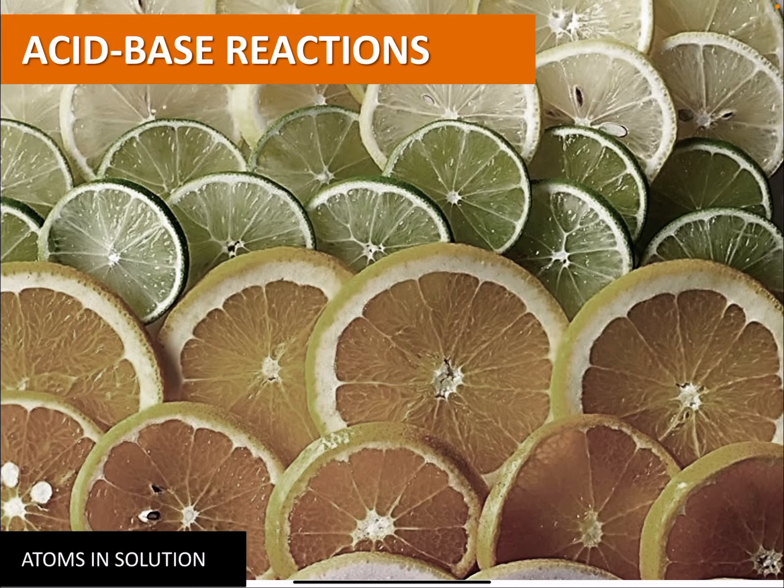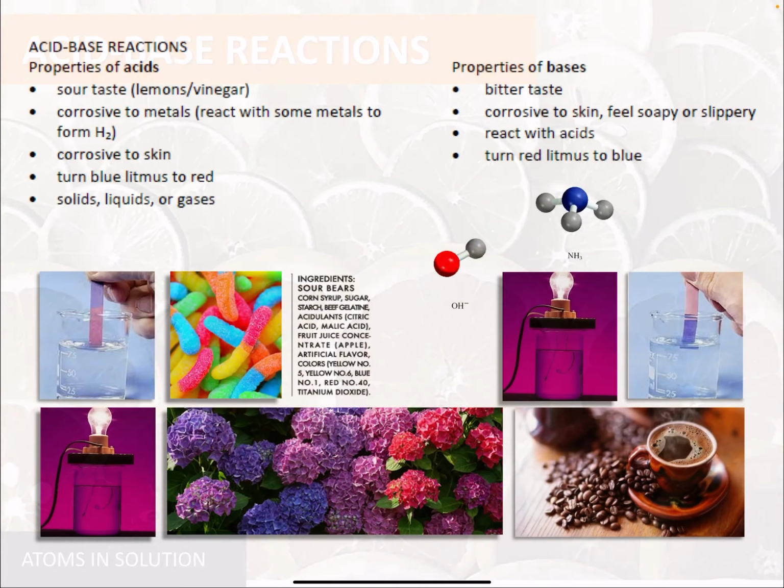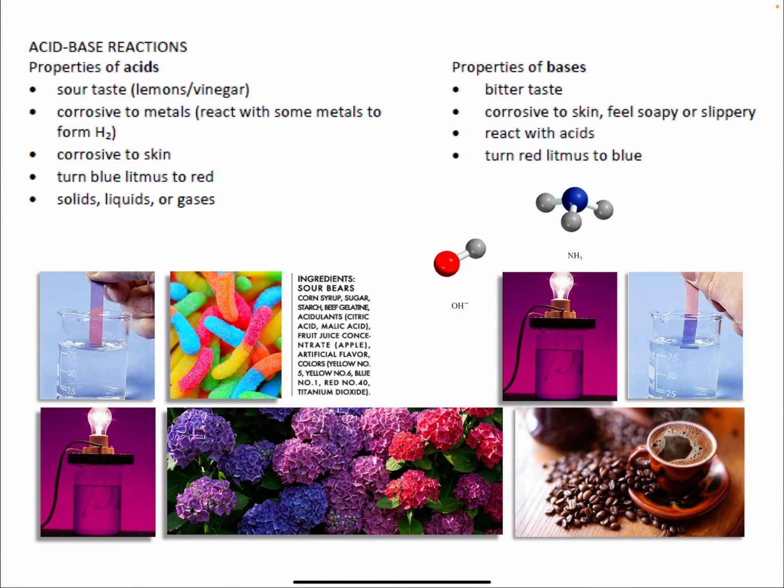Acid and base reactions. All right, so ascorbic acid in citruses, we're seeing here. We need to know some of the properties of acids and bases. So know that acids taste sour, right? Like in lemons and vinegar, sour gummies, things like that. Let's see: corn syrup, sugar, starch, beef gelatin, citric acid, malic acid. So these acids make these gummy worms sour tasting.